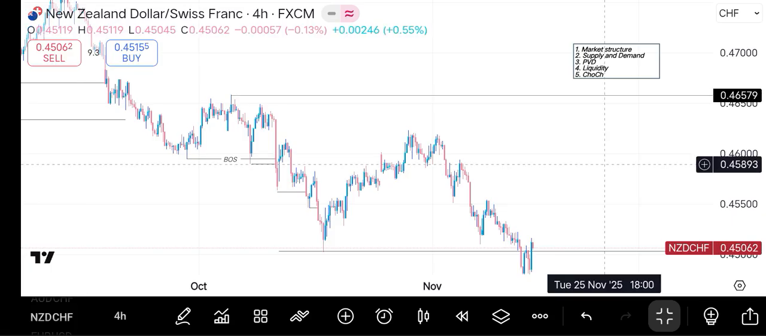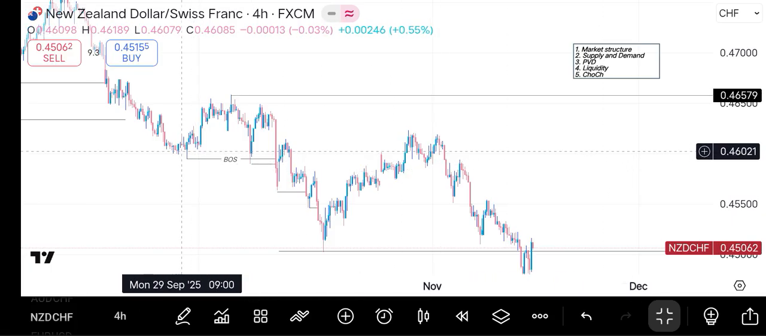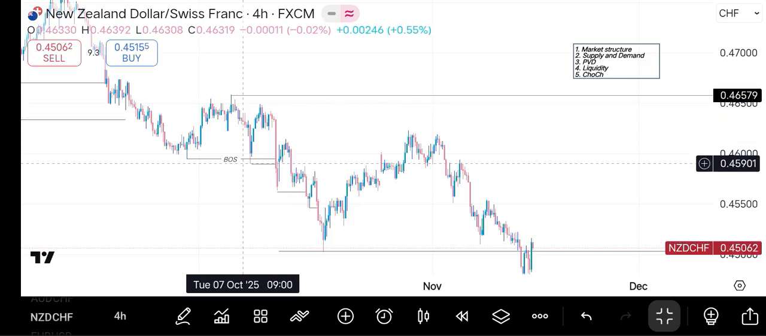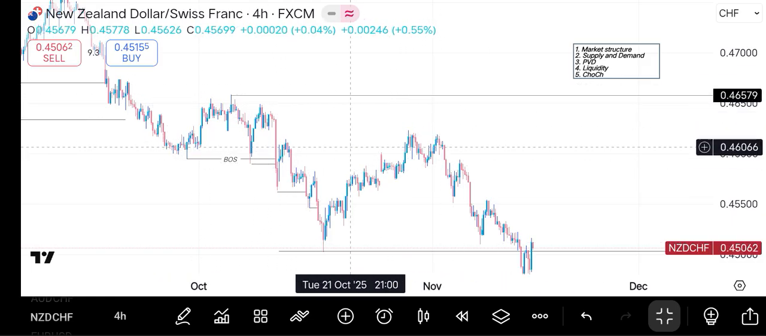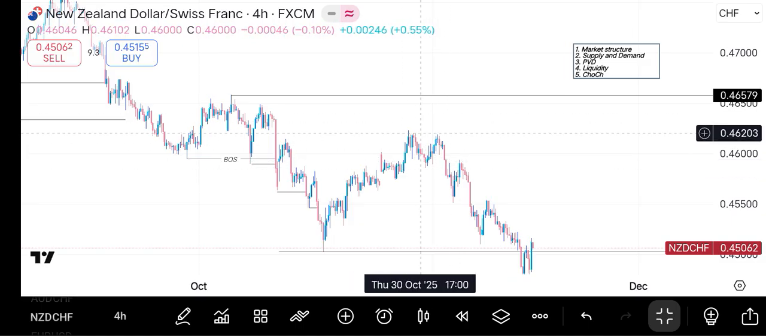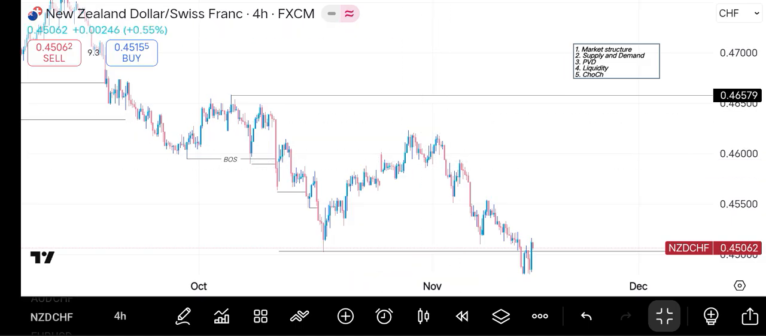So confluence number two, supply and demand. I have supply here because this is a buy up before the sell down. So this area is my supply. As you can see, the market came back inside that supply. Okay, so confluence number two, check.